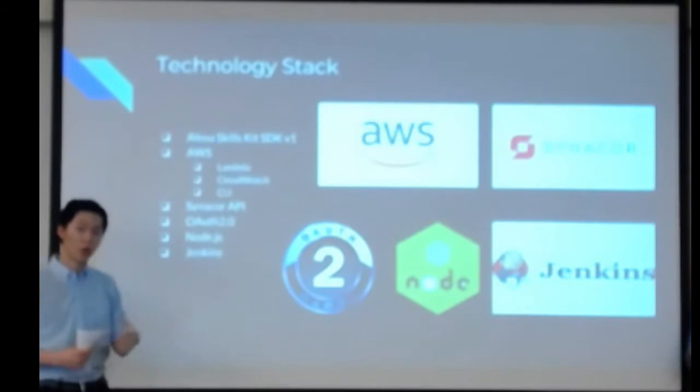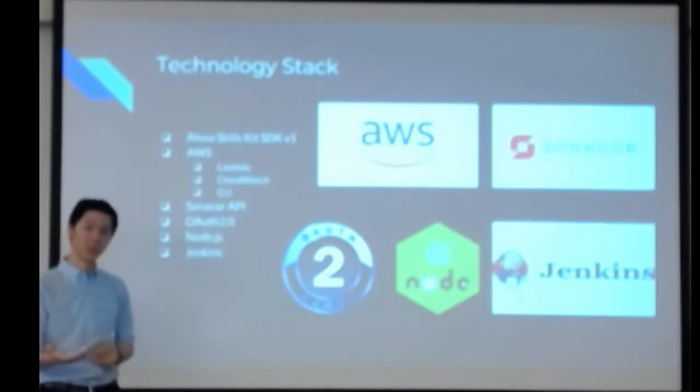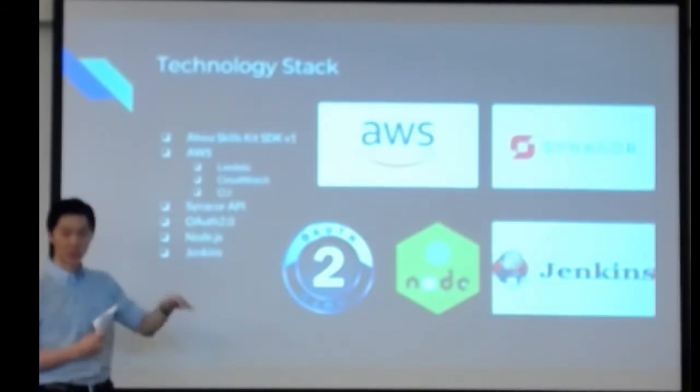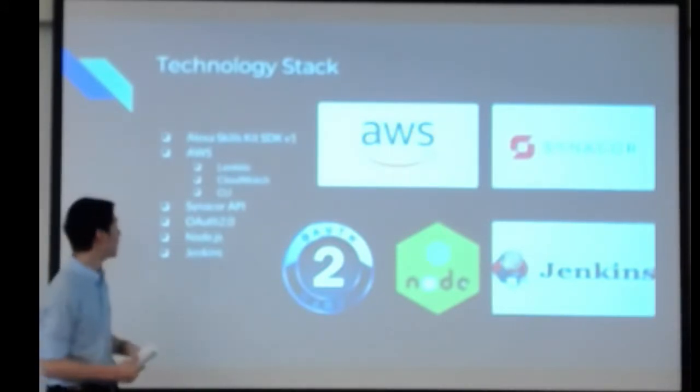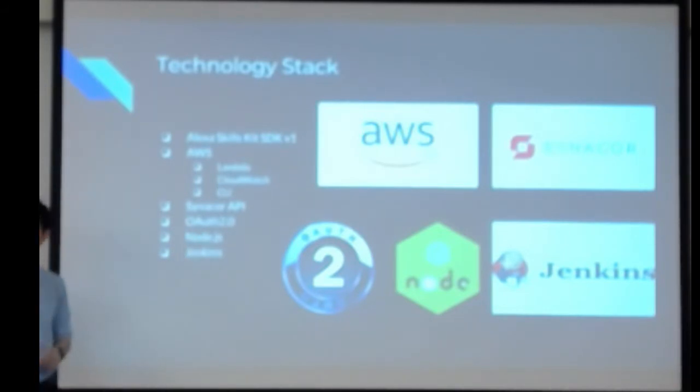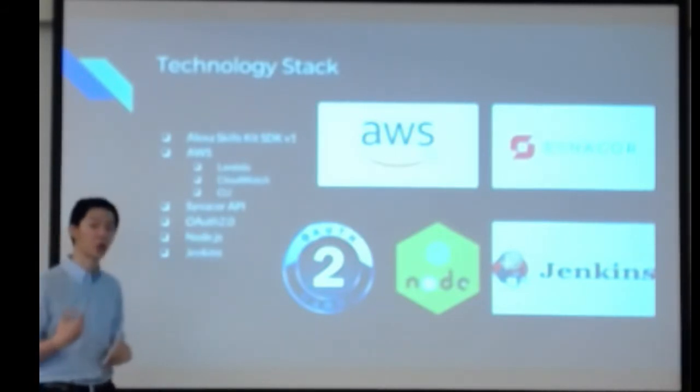Lambda, I mentioned before, is just a serverless computing service, so it runs our code. CloudWatch keeps track of our logs, so we can track bugs, errors, etc. And the command line interface is used to deploy our code automatically.